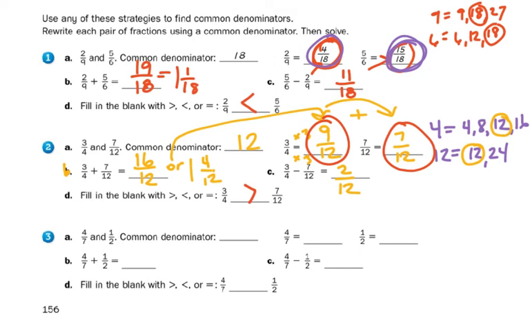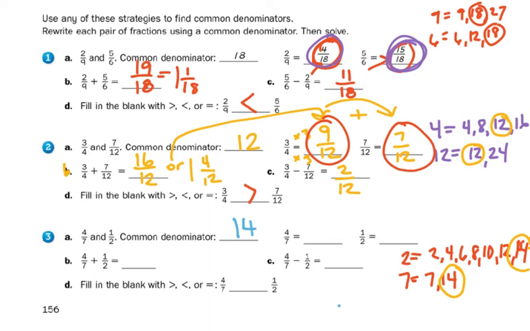Number 3, 4/7 and 1/2. I'm going to write out the multiples till I get one in common. 2, 4, 6, 8, 10, 12, 14. Ding, ding, ding, ding. Here's a common multiple. So my common denominator is 14.